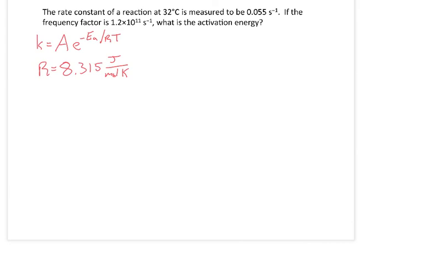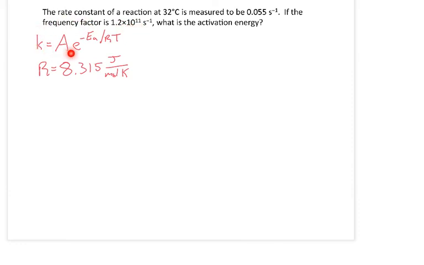All right, in this example, we're going to be using the Arrhenius equation. And the Arrhenius equation tells us how the rate constant depends on the temperature. And so we're told that for some reaction, the rate constant at 32 degrees Celsius is measured to be 0.055 inverse seconds. And we're also given the frequency factor. And we want to know what is the activation energy.